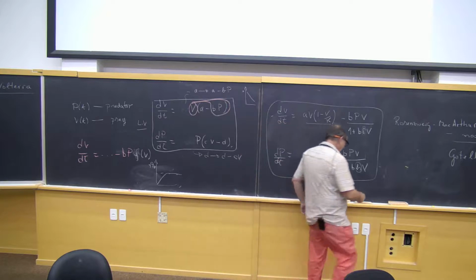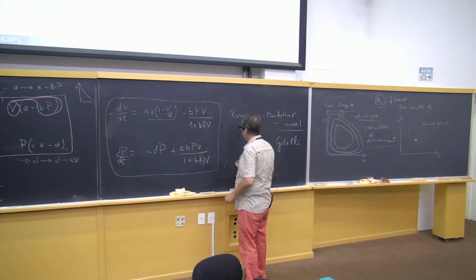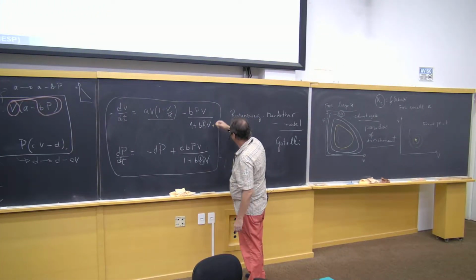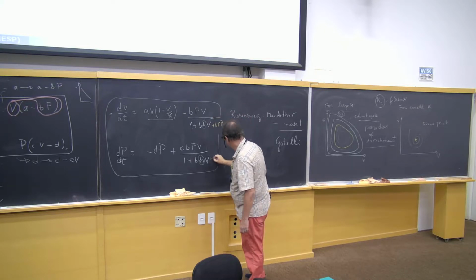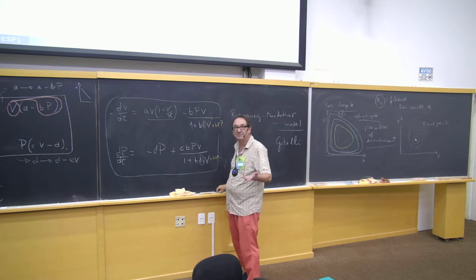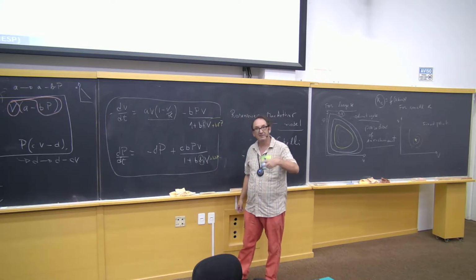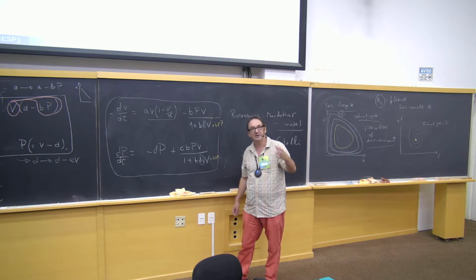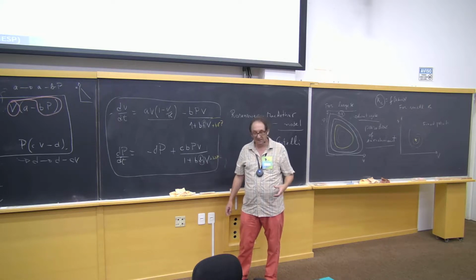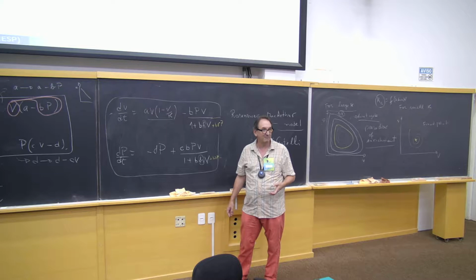Actually, the modification that will appear would be something plus a new constant, b times, I don't know, call it gamma, P. Plus b gamma P. This would be the result if you take into account interference of predators. It's called the Beddington-DeAngelis model.